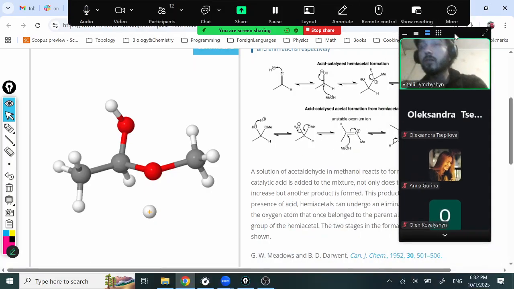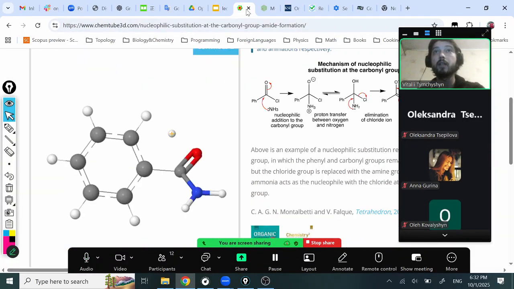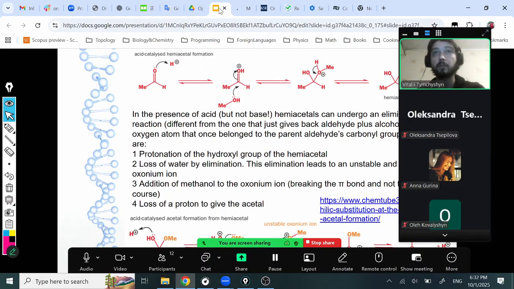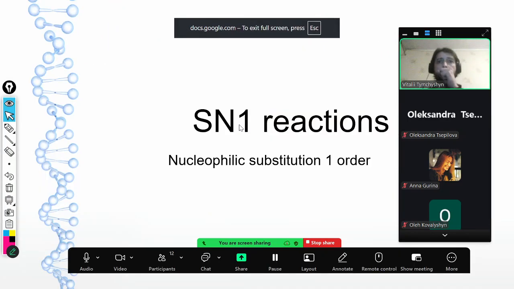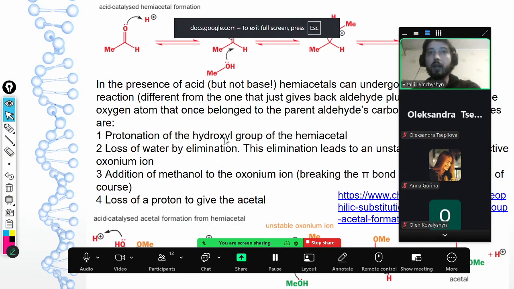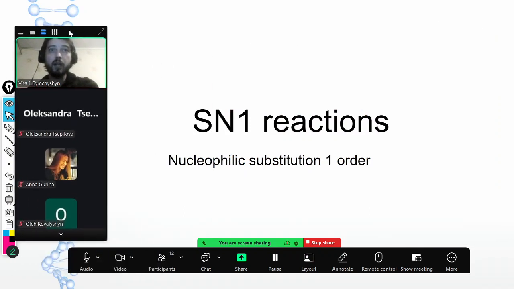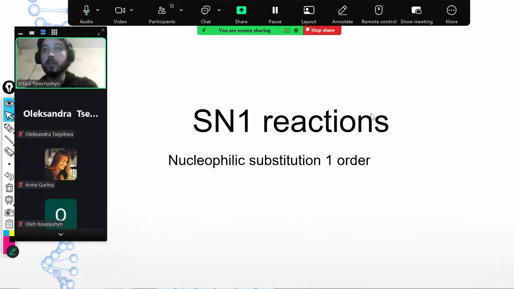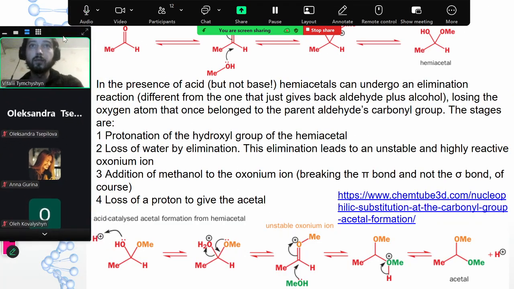There is a set of other reactions here, but since we are so scarce on time, I guess I'll just skip that and we get to whatever we have next. Okay, and what do we have next? Next we have SN1 reactions. Didn't I forget to say something in here?